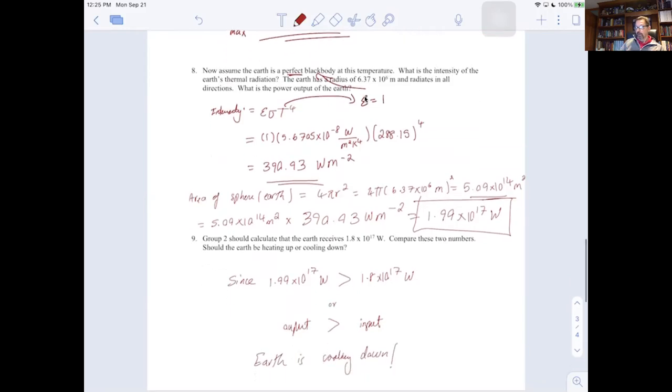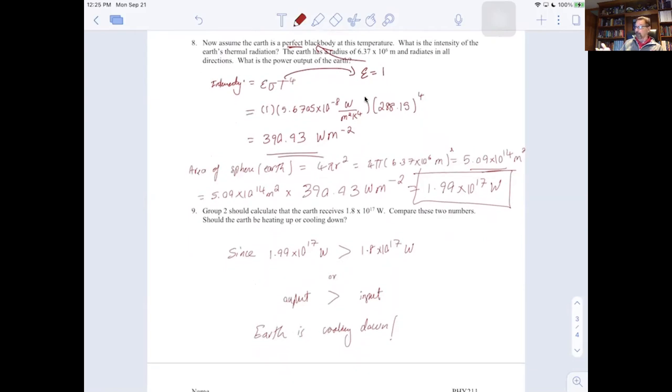And then the conclusion, though, should we be heating up or cooling down? Based on the calculation I just did, we're getting from the sun 1.8 times 10 to the 17th. And Max just said we're radiating at almost 2 times 10 to the 17th. So we should be cooling down. And that's the whole discussion about global warming. We would be if it wasn't for the greenhouse gases in our atmosphere, which reflect our radiation right back down to the surface, okay? Should be, but we're not.